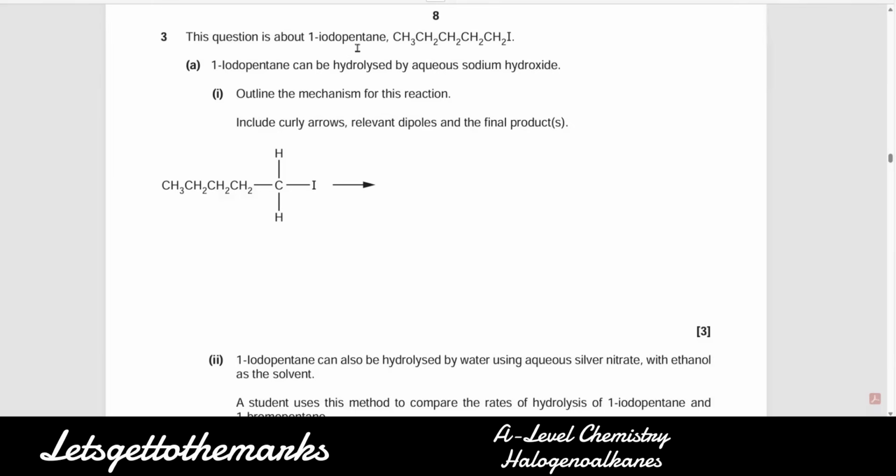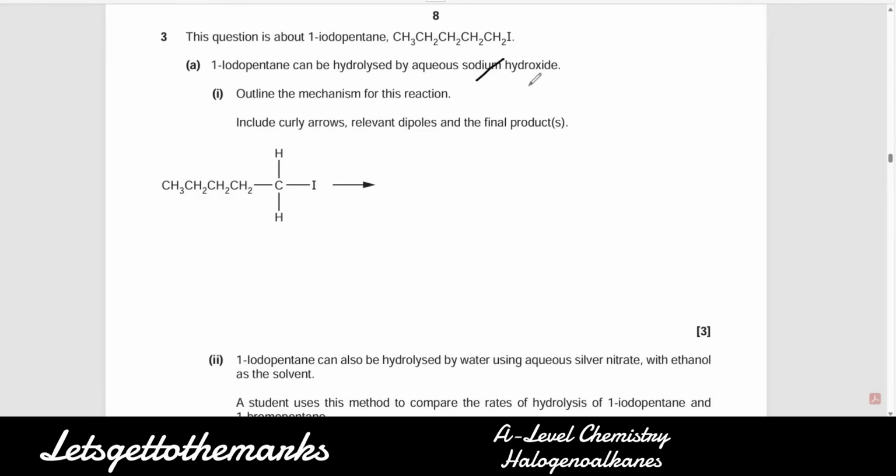All right, this question's about 1-iodopentane. I'm going to go through the explanation here. We've got the structural formula. 1-iodopentane can be hydrolyzed by aqueous sodium hydroxide. Outline the mechanism for this reaction, include curly arrows, relevant dipoles, and the final products. So here they've given us the formula for 1-iodopentane, and they want us to show what happens when it reacts. They want us to show the mechanism with sodium hydroxide.